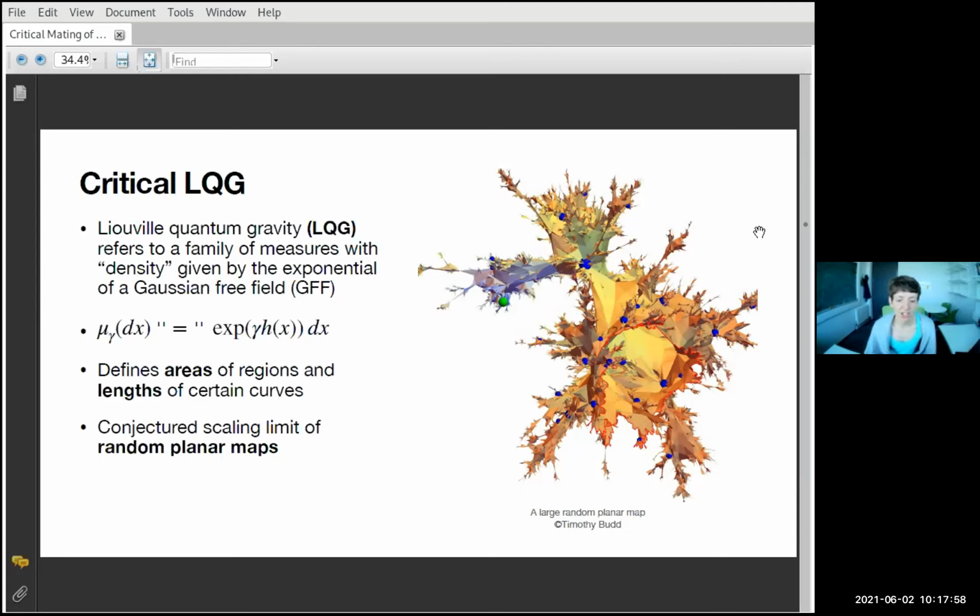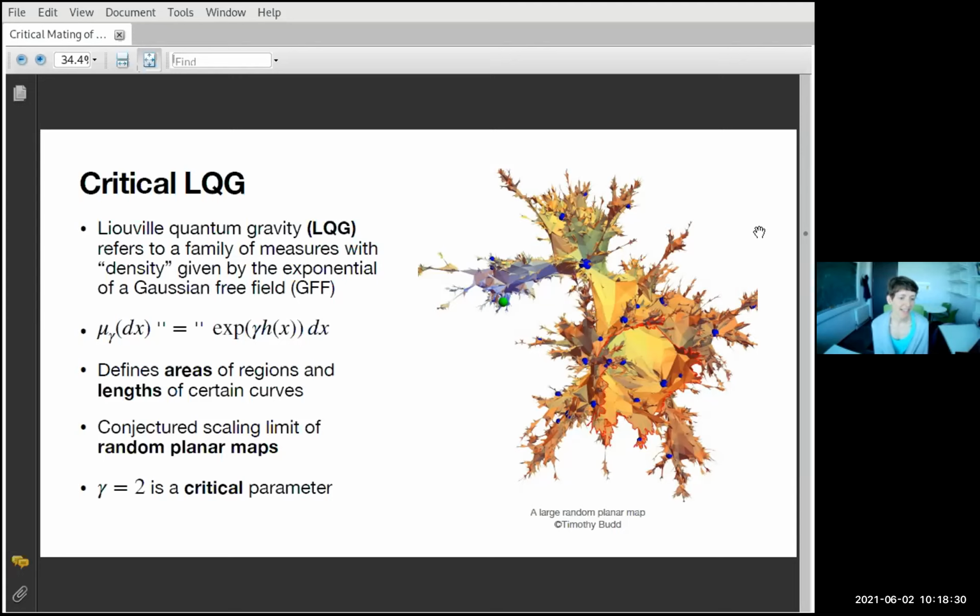This is largely a conjecture for most values of gamma. Certain weightings on random planar maps are conjectured to give rise to gamma Liouville quantum gravity measures in the scaling limit. Actually, this has been proved in one very special case by Nina Holden and Xin Sun. Again, just like for CLE, I'm going to be interested in one very specific value of gamma, and that's when gamma equals 2. Again, this is a critical parameter.